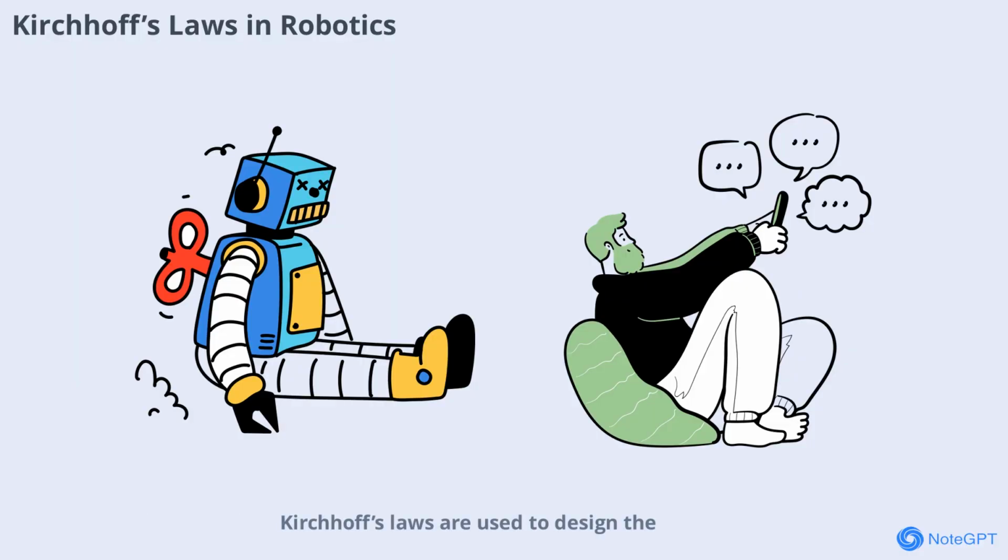Kirchhoff's laws are used to design the power and signal circuits that make robots function. Whether it's a simple line-following robot or a complex industrial machine, these laws are at the heart of robotic electronics.